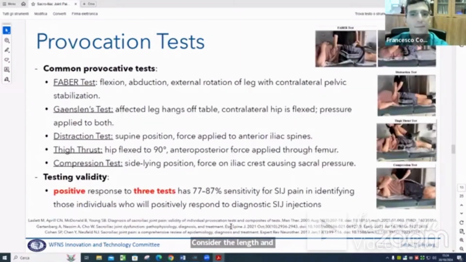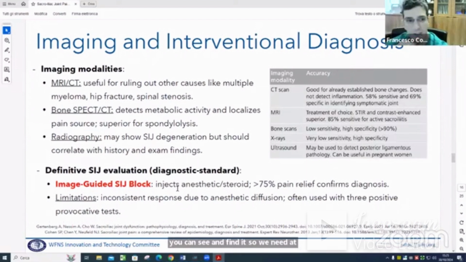Some provocation tests: the FABER test is the most commonly used. There is a flexion, abduction, and external rotation of the leg with a contralateral pelvic stabilization. But to make a more precise diagnosis, we need at least 3 positive tests in order to have 77 to 87% sensitivity. The other tests are the Gaenslen test, the distraction test, the thigh thrust, and the compression test. So here you can see them. We need at least 3 tests in order to consider this syndrome.